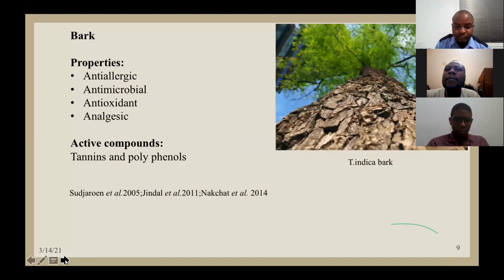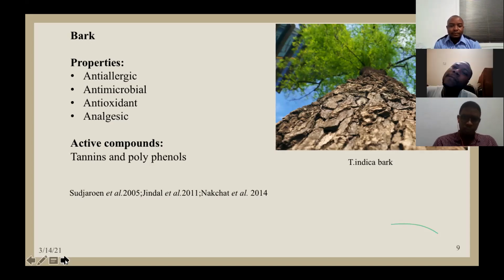The bark is found to possess anti-allergic, antimicrobial, antioxidant, as well as analgesic properties. The active compounds found in the bark include tannins and polyphenols.